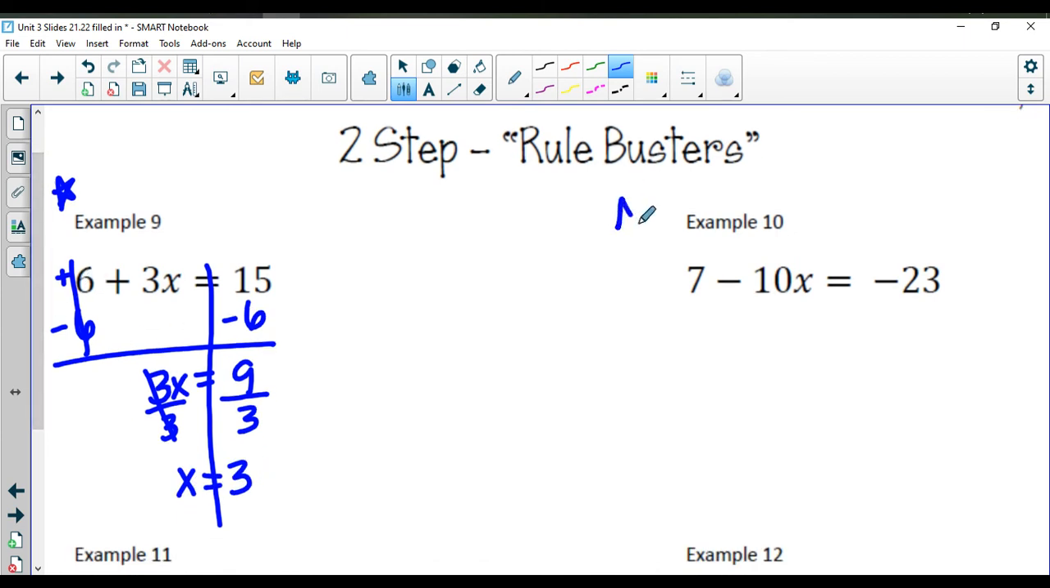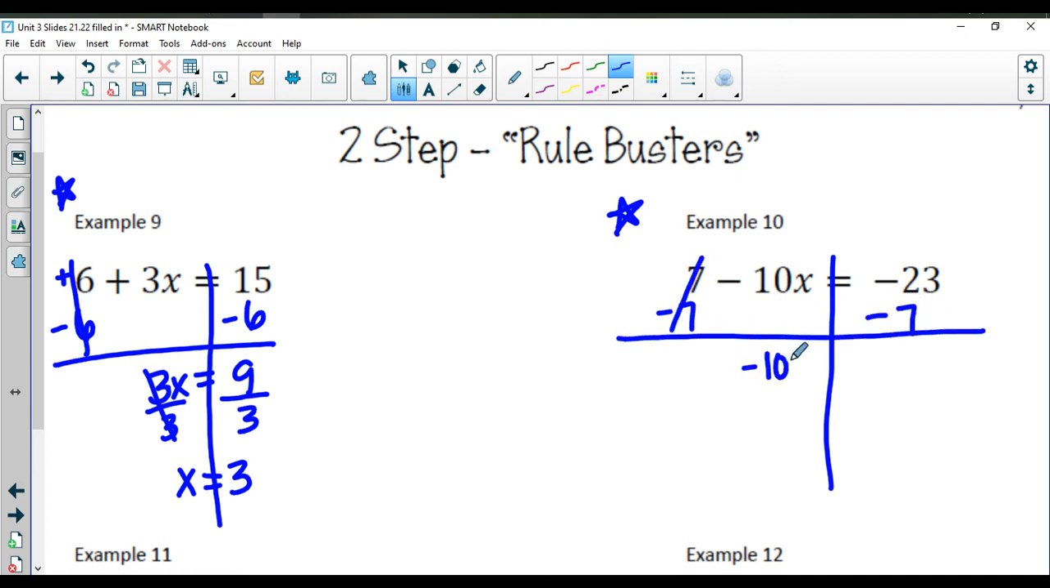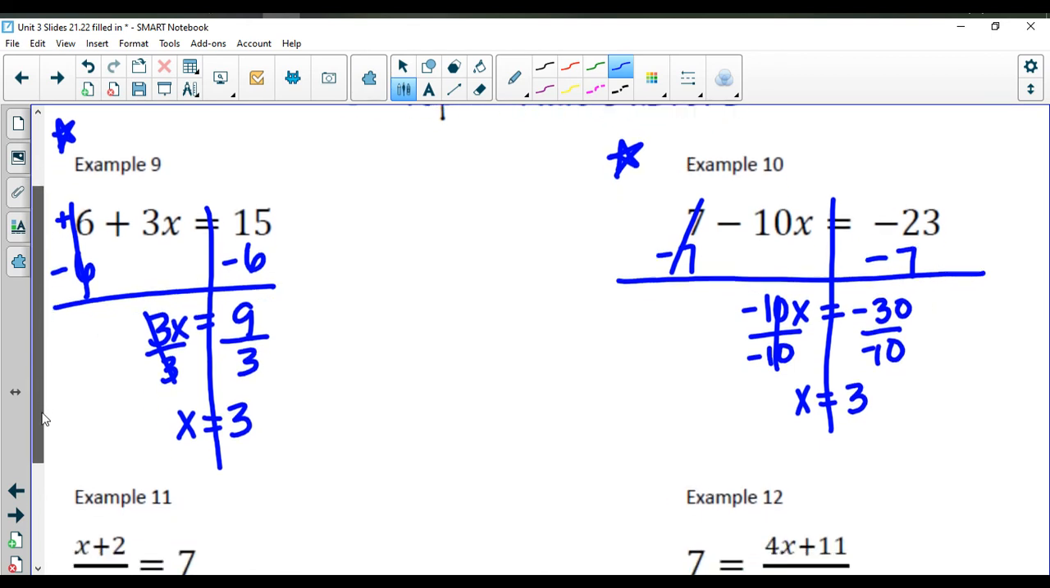Go ahead, take a look at example number 10. I'm going to have you solve this one as well. So we're going to subtract 7 on both sides. Those will cancel. I have -10x, -23, and a -7 is a -30. I'm going to divide by a -10, and I'm going to get x equals 3 as my final answer then.